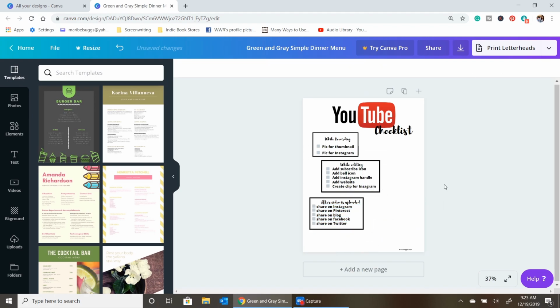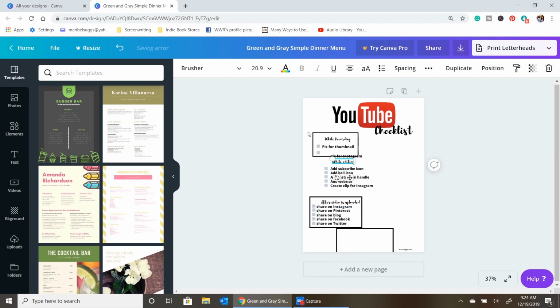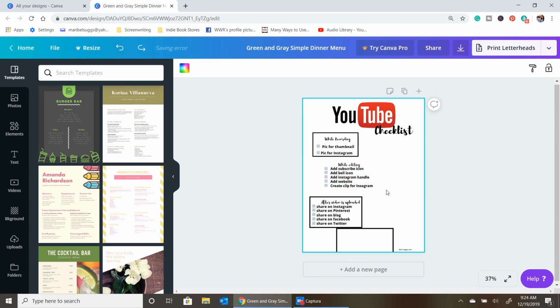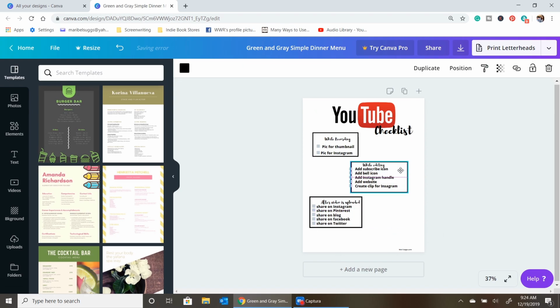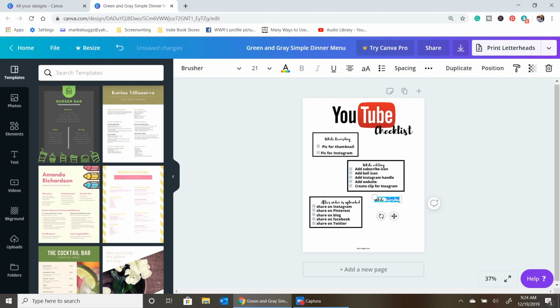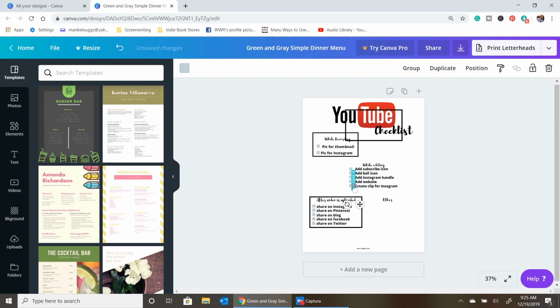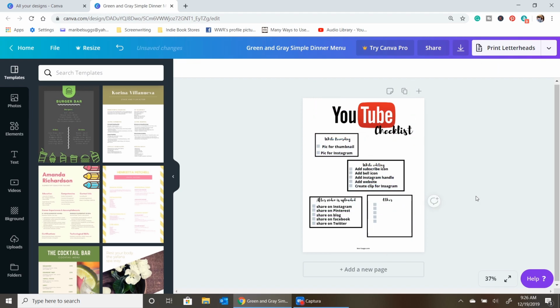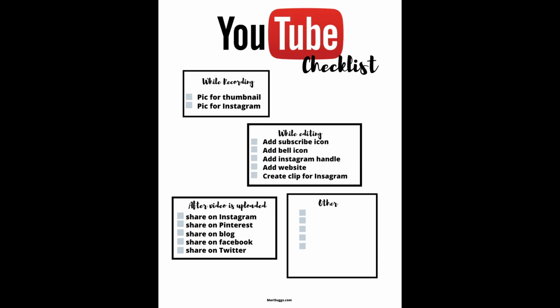I changed the background color to white. I changed the color of the boxes to black. And I also created another box for random things that I might think about along the way that I might want to add to the video as I'm working on it, and thought if you guys download the same checklist that it might come in handy for you to have a space that you could also write stuff in.